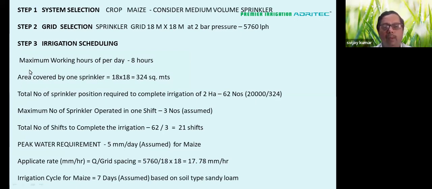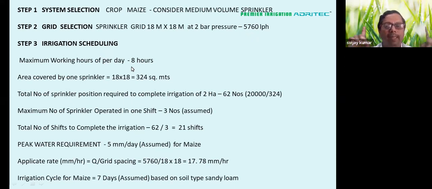And as I already told you in the calculation, each sprinkler is going to give you 5,760 liters per hour. Now the critical step over here in the case of a rain gun or sprinkler design is basically the irrigation scheduling. We already understood that power is not available for more than 8 hours.